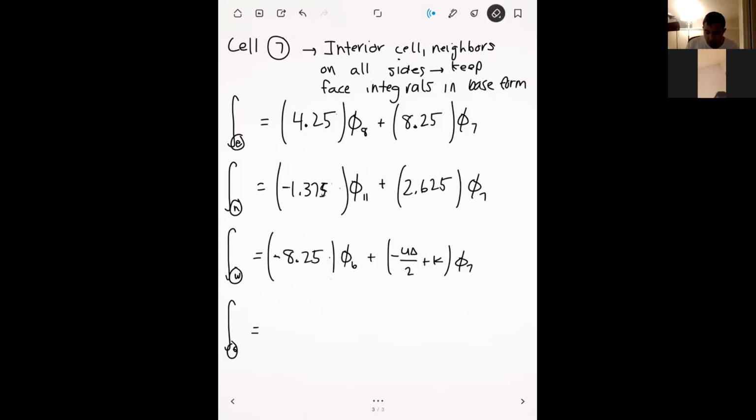And then we have the same thing over here. So we have minus 50 divided by 2 times 0.25 plus 2. And so we have a minus 4.25.